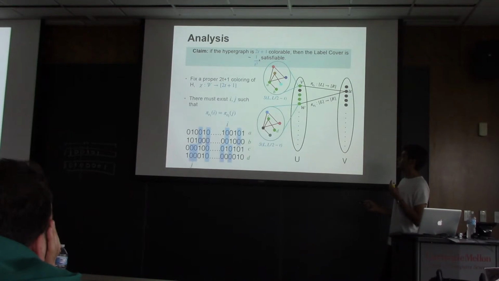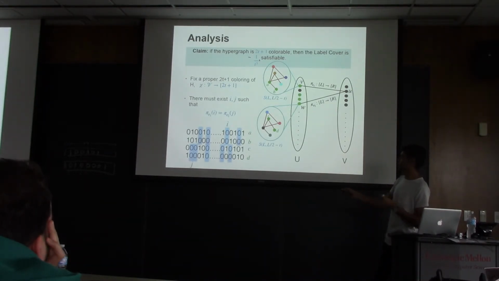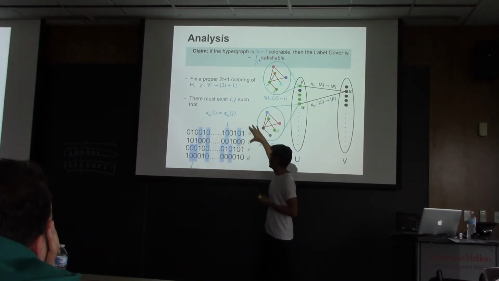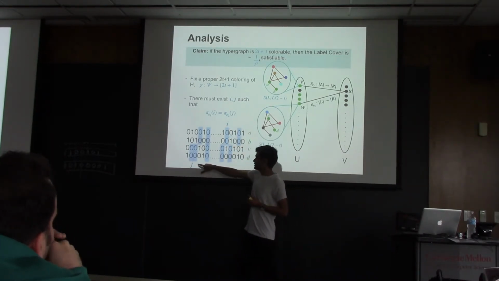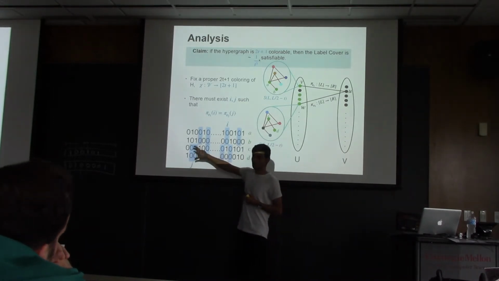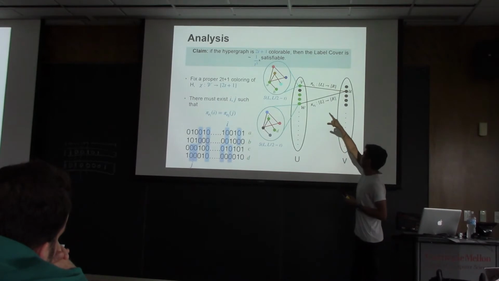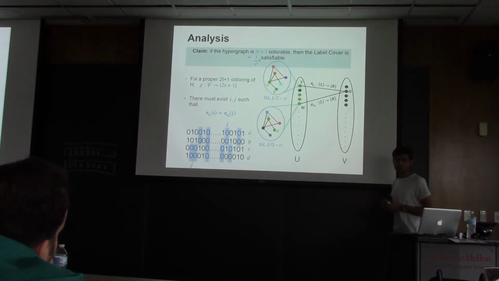So the claim is that there must exist i and j from this 0, 0 location. There must exist a coordinate i where both A and B are 0, and a coordinate j where both C and D are 0, such that they project to the same level with respect to projection phi 1 and phi 2. This is the claim that we want to show.